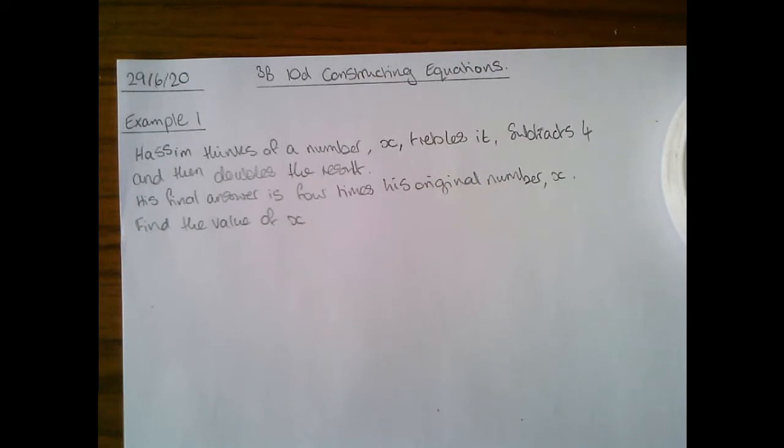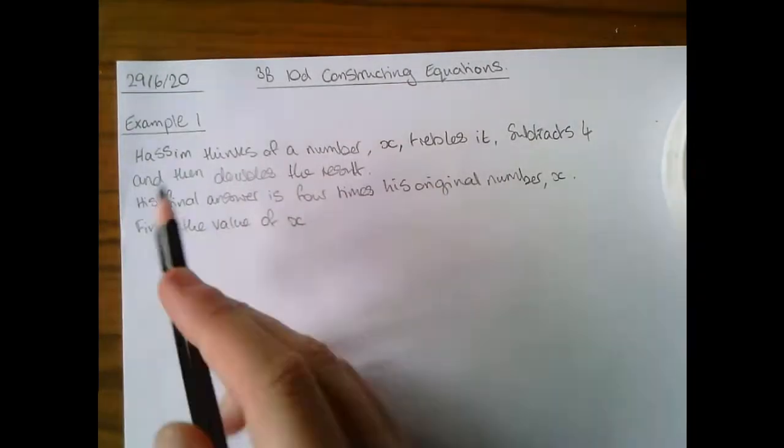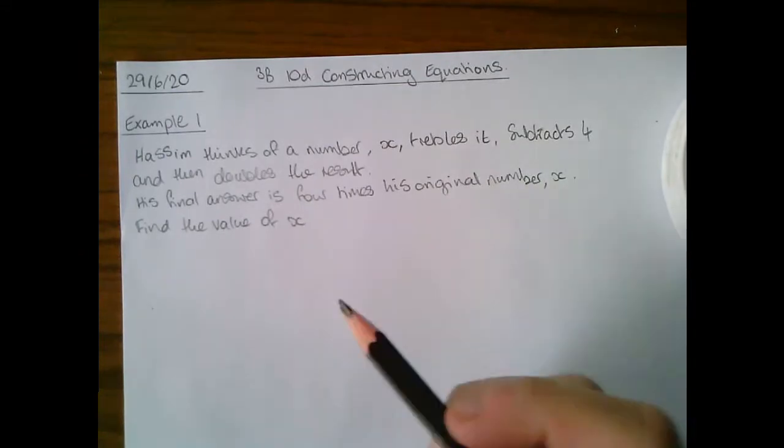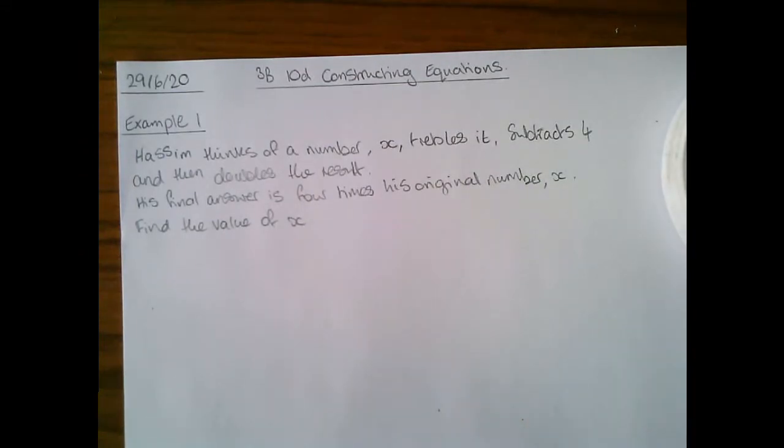Hassim thinks of a number, x. He trebles it, he subtracts 4, and then he doubles the result. His final answer is 4 times its original number, x. Find the value x. What we have to do is construct our equation first off. So I'm going to use each of these in stages. We did this a little bit last time, but we're just going to look at this in stages.